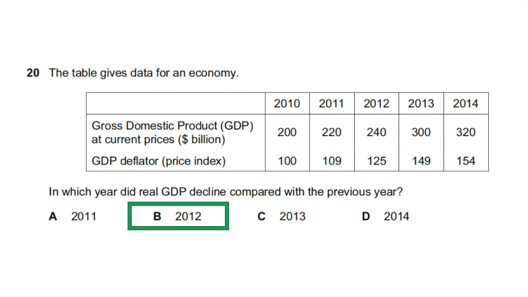To illustrate this point, let's look at what happens in 2010 to 2011. GDP increases by 10%, and the price index reveals that prices grew by 9%. Some of the increase in GDP was attributable to inflation, but there was a small percentage that indicates output increased as well. From 2011 to 2012, GDP grew by 9.1%, yet prices grew by 14.67%. This indicates that real GDP declines.